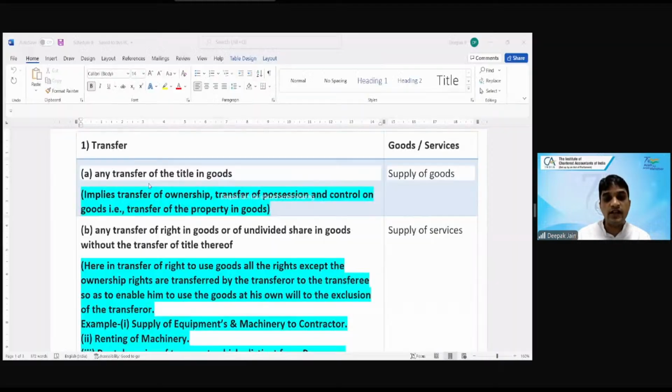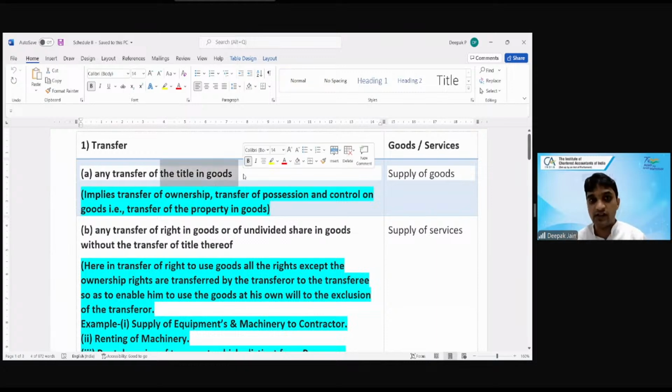So it says what kind of transfer and whether it is goods or services. Any transfer of title in goods. Whenever you give title, say you are selling a laptop, the buyer comes, he buys the laptop, so you are transferring the title. So when there is a transfer of title in goods, it is a supply of goods.